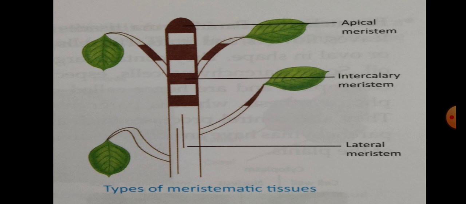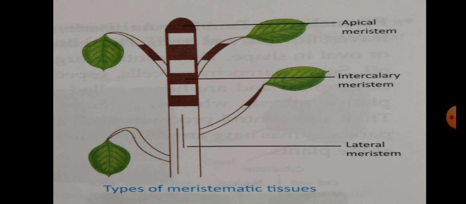Where is it located? It is located on the lateral side of the stem. How does this lateral meristem help? It helps the plant grow horizontally, that is, increasing in its diameter. The apical meristem helps vertical growth in height, and the lateral meristem helps in increasing its diameter. This growth is called secondary growth.